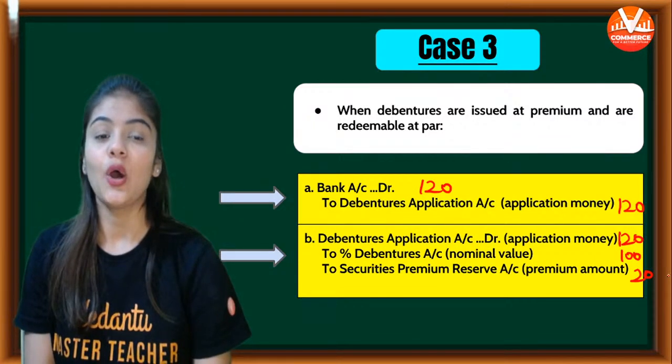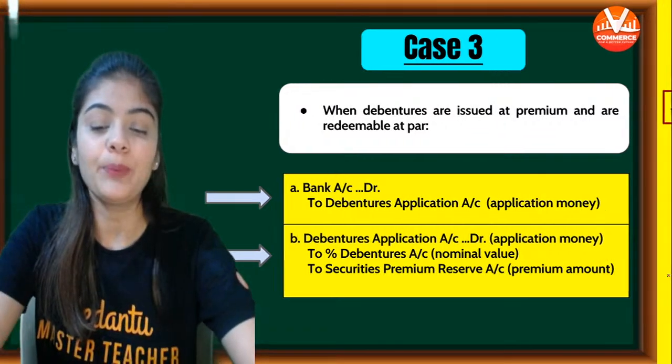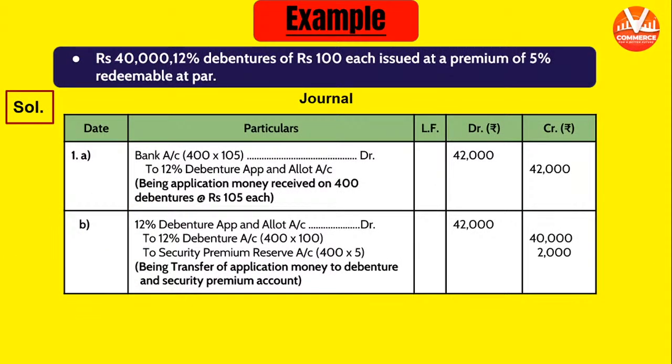Clear? Okay. Now moving on to the example of this question. So here we have the example and the question is again rupees 40,000 debentures. Rupees 40,000 debenture means 400 debentures of rupees 100 each are issued at a premium of 5%. So the face value is 100. The issue price is 100 plus 5, 105. The issue price is 105 because it is issued at 5 rupees premium.